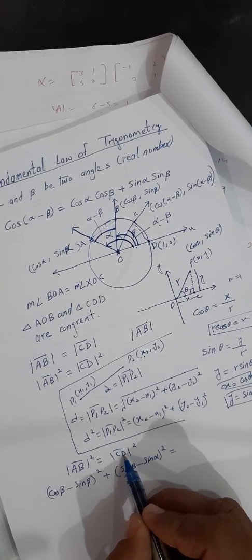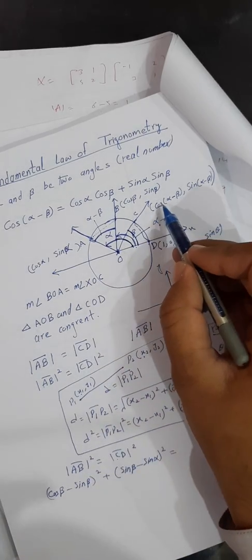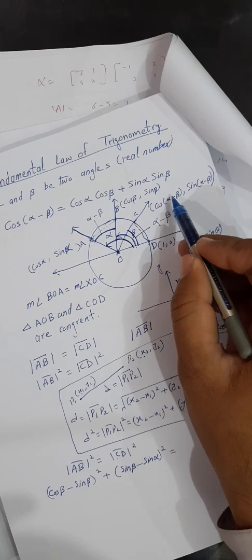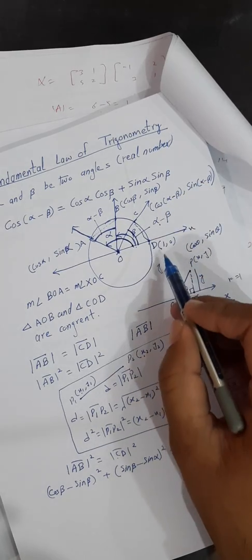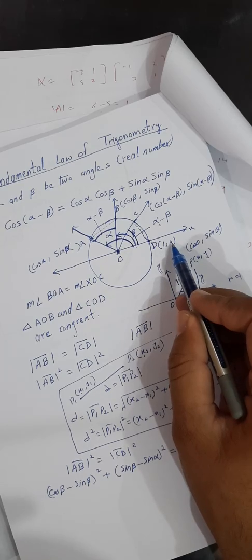distance from point C to point D. Now you can see that from figure, the coordinates of point C are cos alpha minus beta and sin alpha minus beta, and the coordinates of point D are 1 and 0.